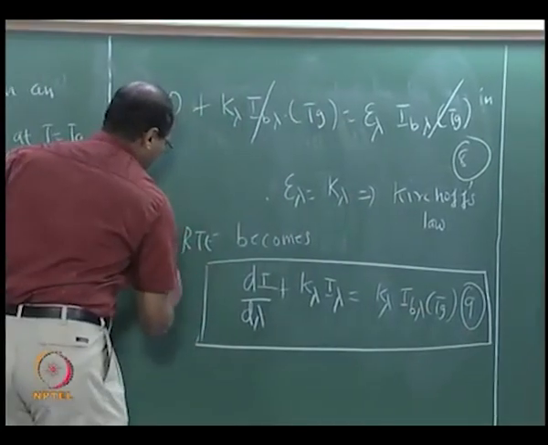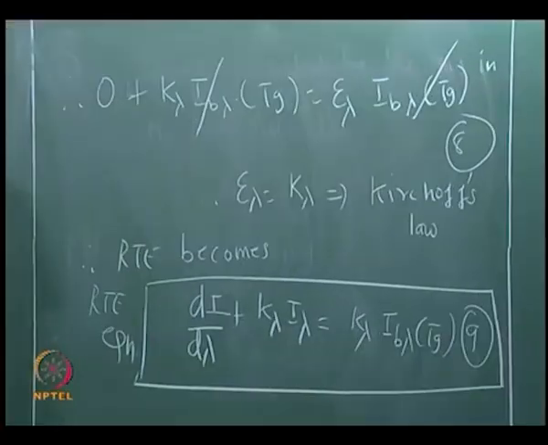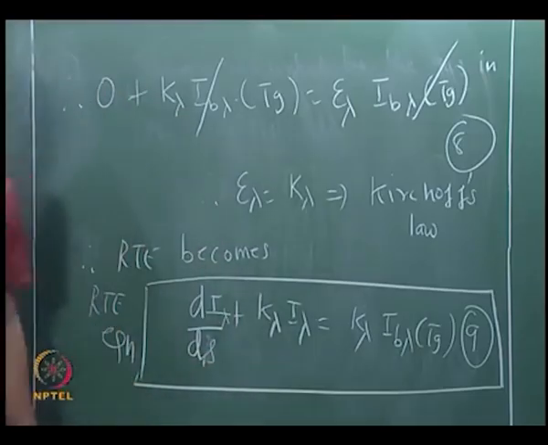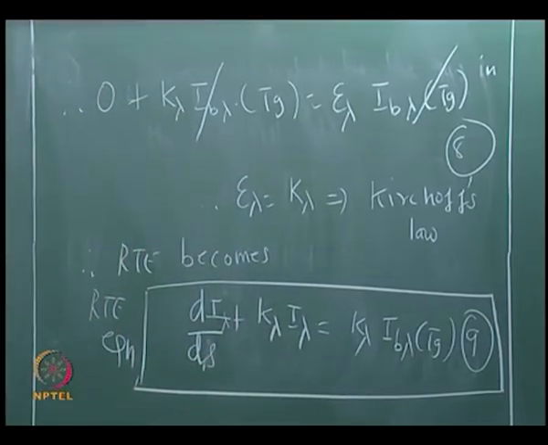This is the RT equation. dI lambda by ds, correct? Did I make more mistakes? Yeah, it's okay.